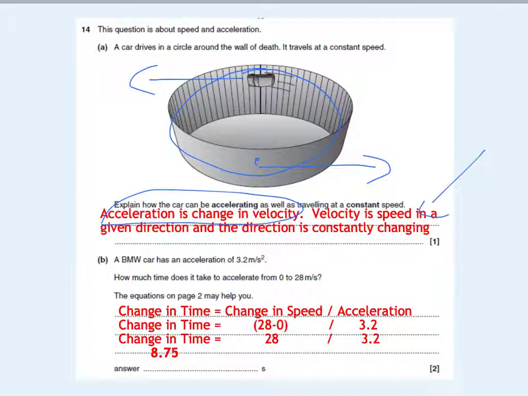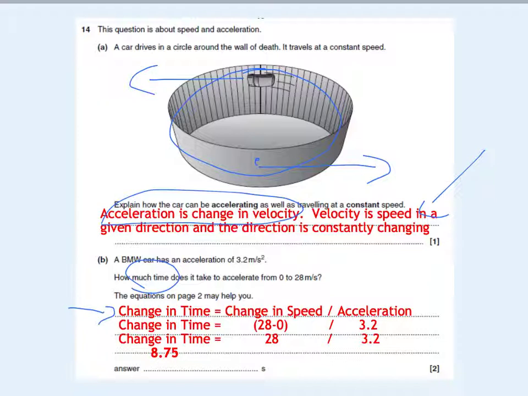The second bit, BMW car has an acceleration of 3.2 meters per second squared. How much time does it take to accelerate from 0 to 28 meters per second? Right, so with this one, it's saying how much time. So you're going to have to rearrange the equation in order to make time the subject. So I've done that for you. Change in time is change in speed divided by acceleration.